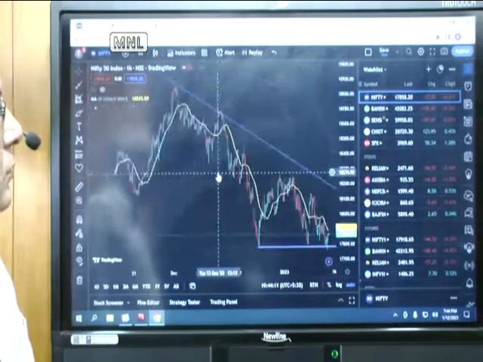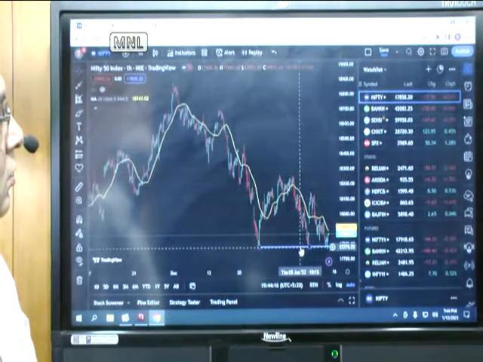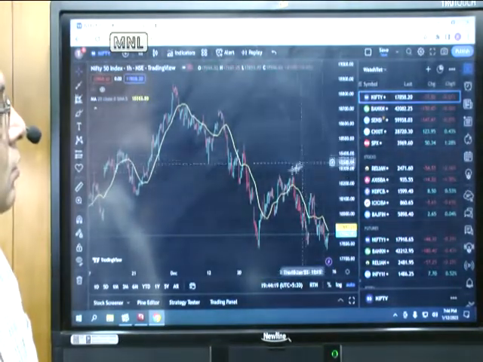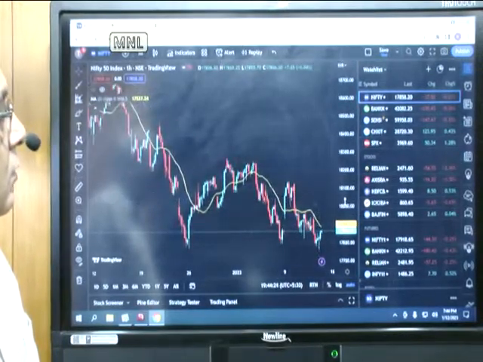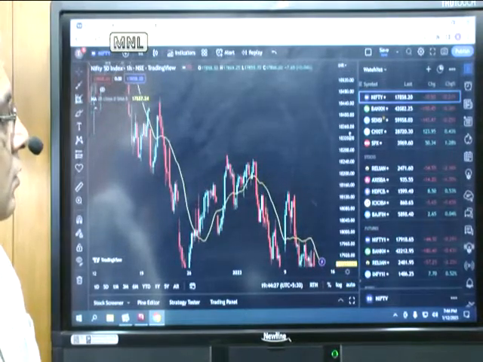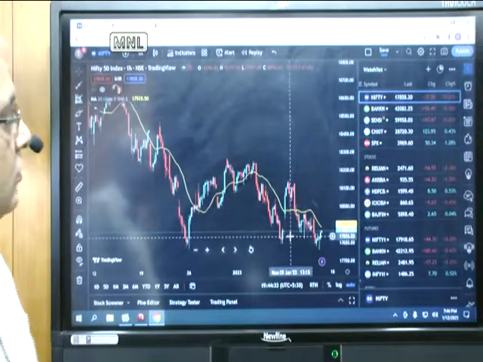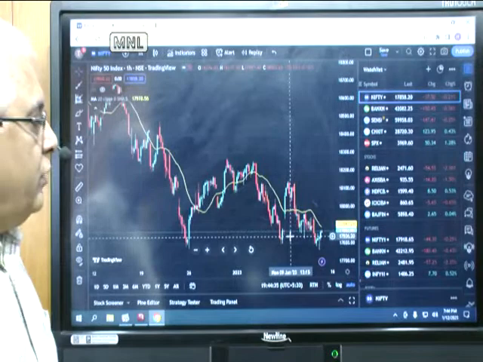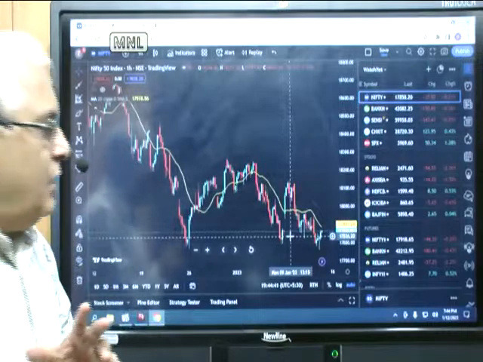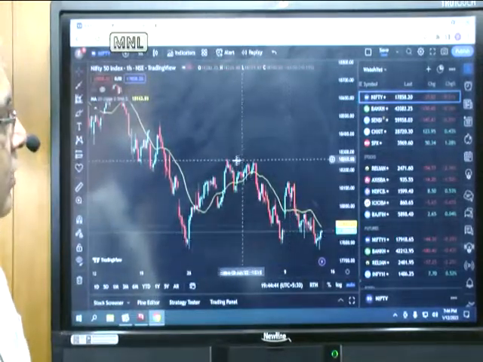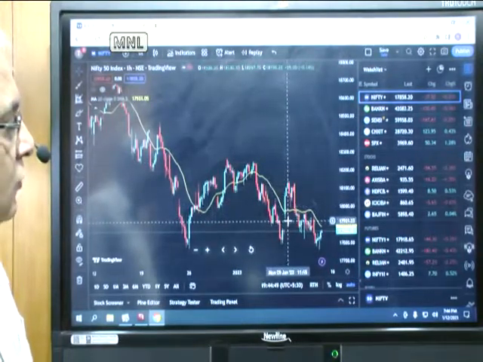Okay, so I will remove all this now. What I'm going to do is what we call a Fibonacci extension. See this, I'm considering this point based on the daily chart. This is an important high, this is an important low, and this is an important high.